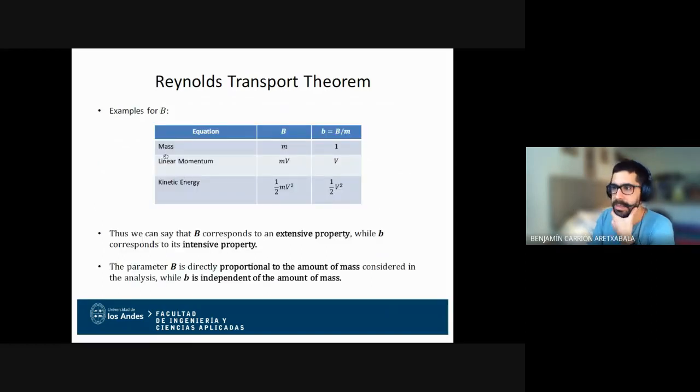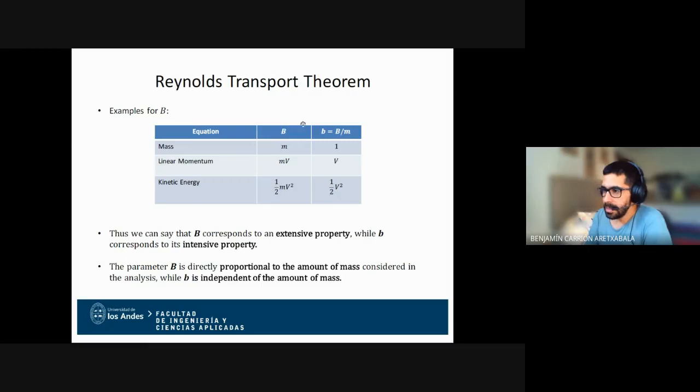And typical examples of this: if we're considering mass, then your big B is going to be just the mass m, and therefore your little b, your intensive property, is going to be just 1, right? If we are interested in linear momentum, momentum is mass times velocity, so that's big B, and therefore little b is going to be just the velocity. So the velocity is the intensive property of linear momentum. And the same goes with kinetic energy. It's half mass times velocity squared. And in that case, little b is going to be just velocity squared over 2, right?